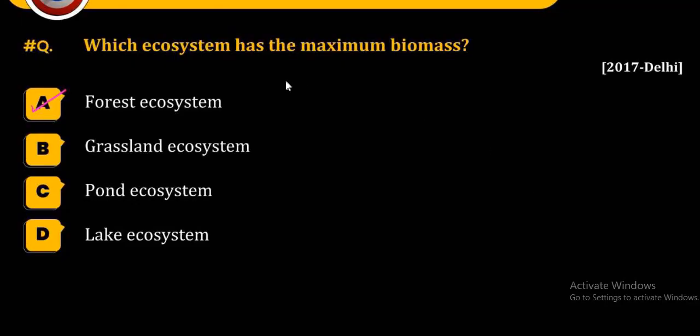The next question. Which ecosystem has the maximum biomass? Option A, forest ecosystem.